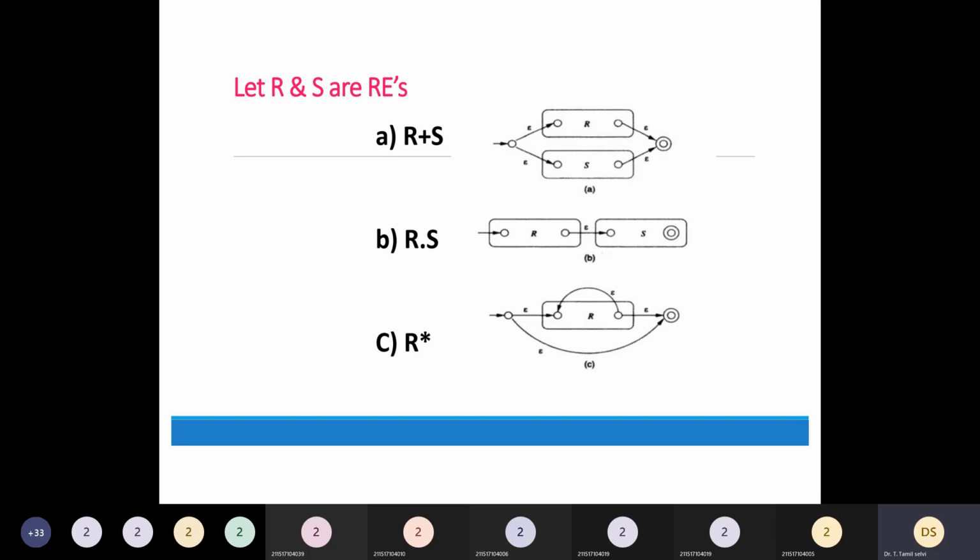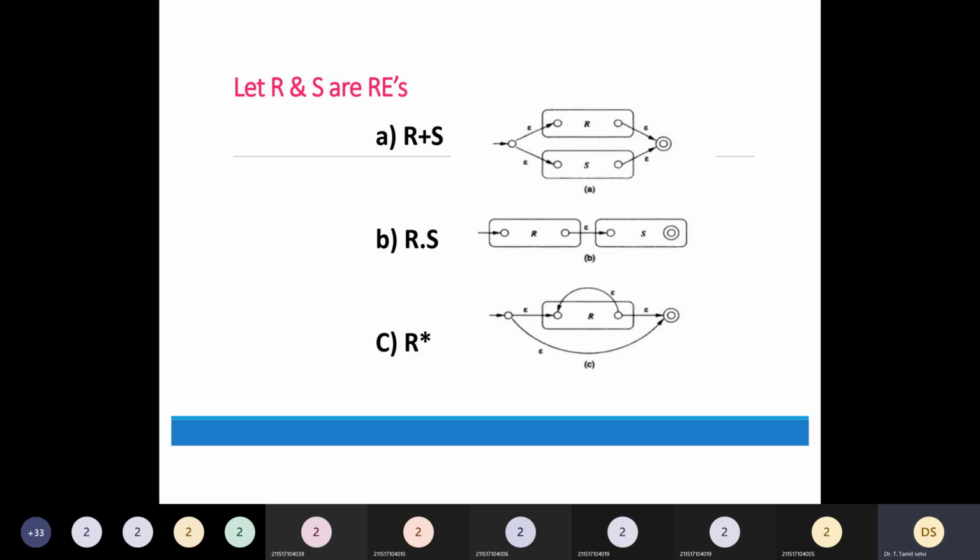For that you have to draw the finite automata here. The first one is r plus s. Arrow followed by a small circle means the start state. And then we have the r expression here. Either through r you can reach the final state, or otherwise through s you can reach the final state. So this is the plus operator. Plus means, don't forget, the union operation on the regular languages.